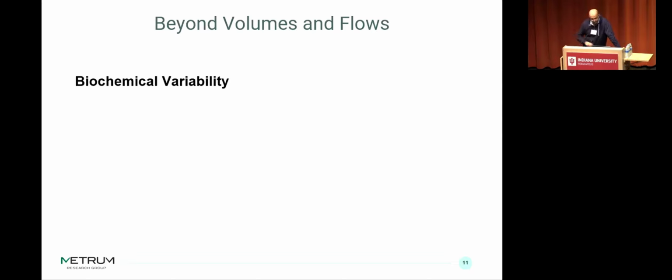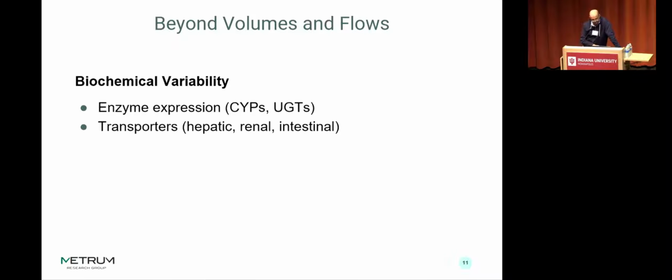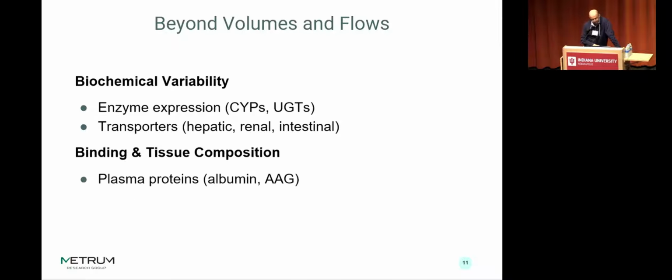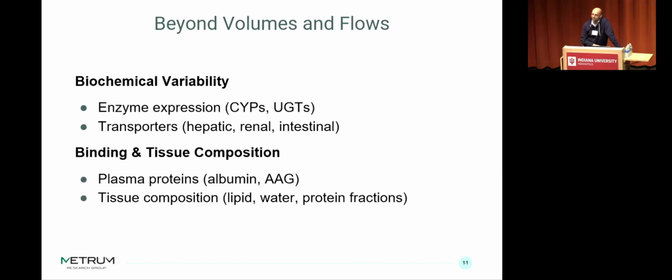Beyond volumes and flows, there are other things that you might want to consider as well, like enzyme expression, like CYPs and UGTs, metabolizing enzymes, transporters in different organs, binding and tissue composition as well, like plasma proteins, tissue composition that impacts the partitioning of the drug, right? So these are additional things that you need to consider as well.